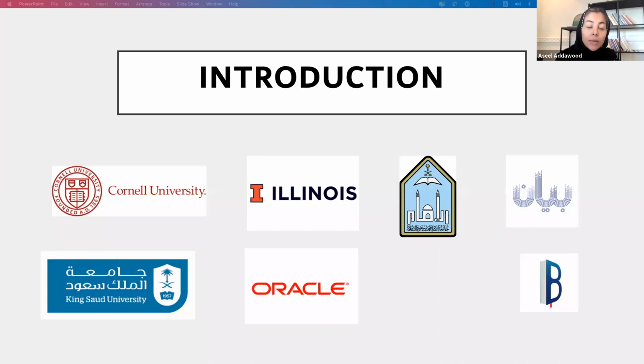So I'm originally from Saudi Arabia. I did my bachelor degree in information technology in one of the local universities here in Saudi Arabia. And then I did my master's in computer science in Cornell University. And then I did another master's in University of Illinois Urbana-Champaign in management information system. And then a PhD at the same university in the department of informatics.